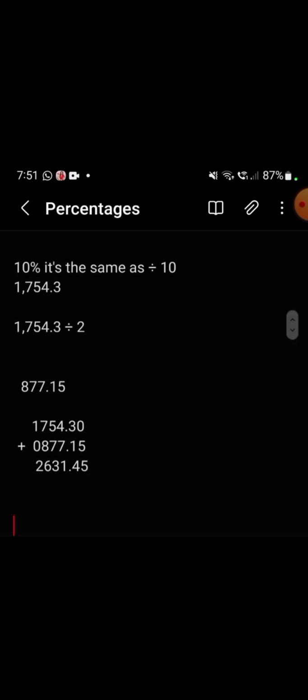So now we're just going to go on to our next method. So then you're going to have easier ones like this. Probably like 17% of like 9,600. It's pretty easy, isn't it? So remember, all you've got to do is find 10%. So you divide that by 10. 9,600 divided by 10 would be 960.